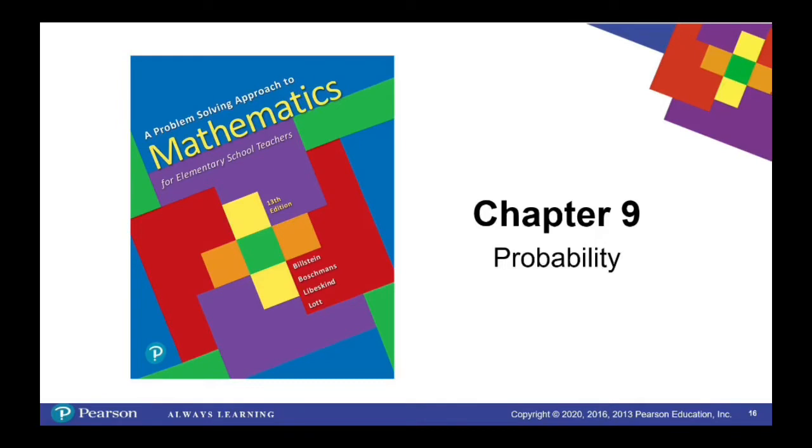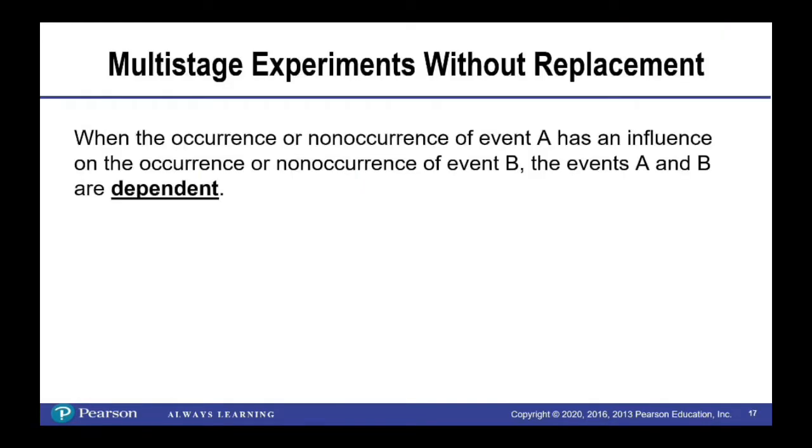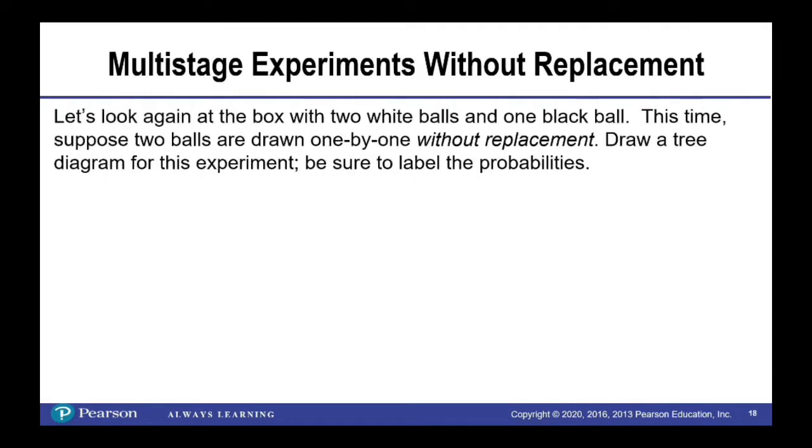In this video, we're going to look at section 9.2, and we're picking up in the second half of section 9.2 with multi-stage experiments with replacement. Now, in our last video, we talked about independent events. Independent events do not influence each other. Dependent events do. For instance, let's suppose we have a box that has 2 white marbles and 1 black marble. But this time, we are drawing the marbles without replacing them.